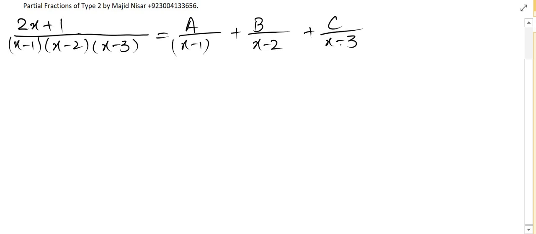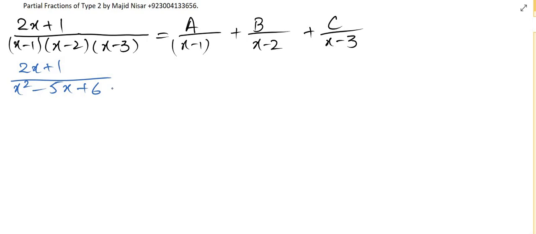Now let us say we have another example, 2x plus 1 over x square minus 5x plus 6. So, is this type 2? Is this a new type? No, it's not, because we can factorize this denominator, x square minus 5x plus 6. So what are the factors of this?